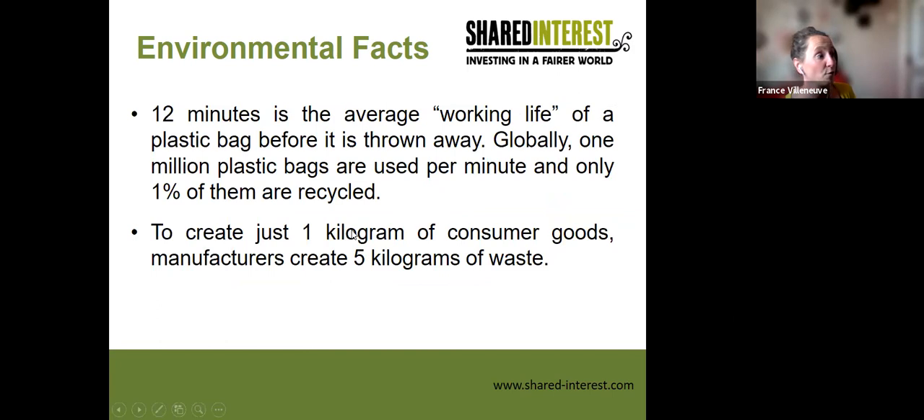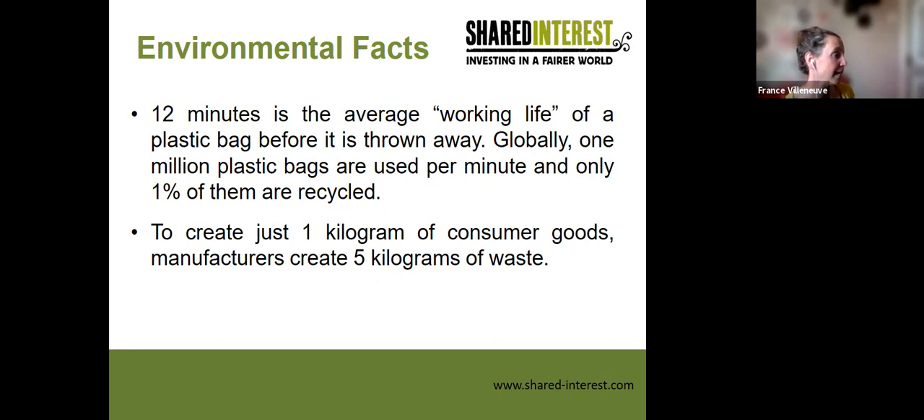12 minutes is the average working life of a plastic bag before it's thrown away. Globally, 1 million plastic bags are used per minute, and only 1% of them are recycled. So this again, as I mentioned earlier, is to encourage you to use a reusable bag instead of a normal plastic bag, especially when you consider it's only 12 minutes and the impact that it can have on wildlife. So it's important to try to reduce this as well.